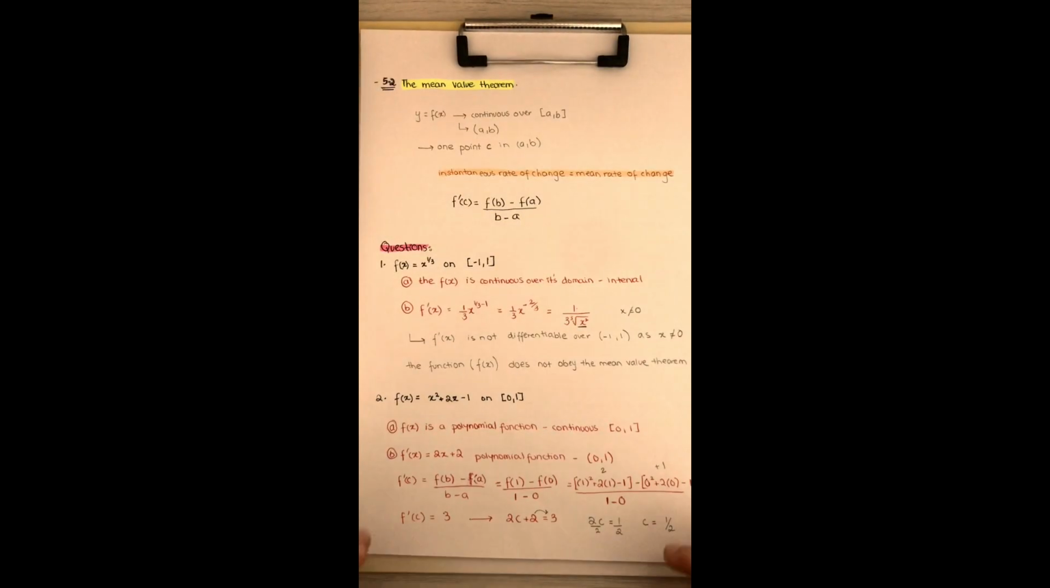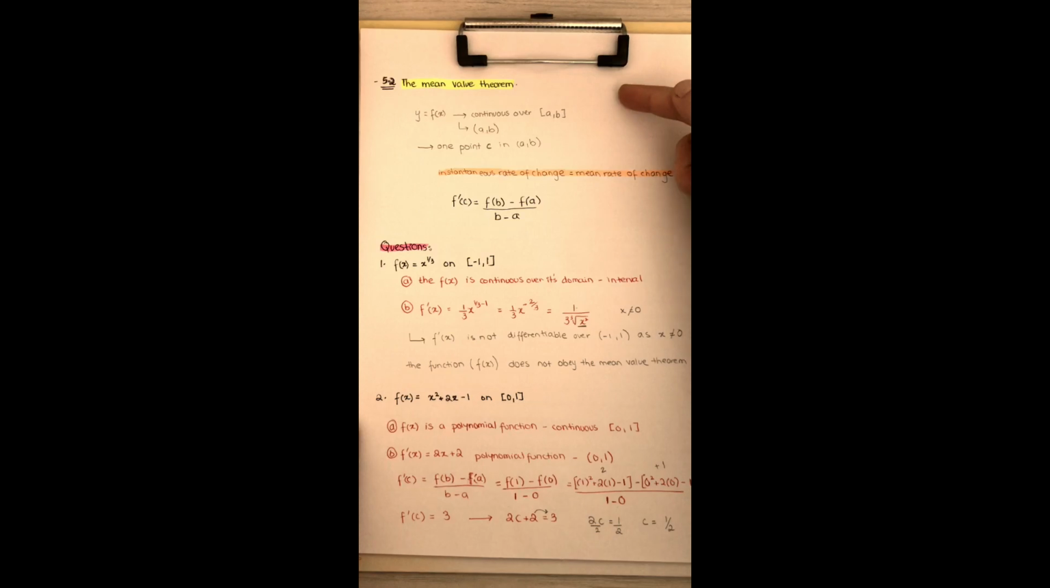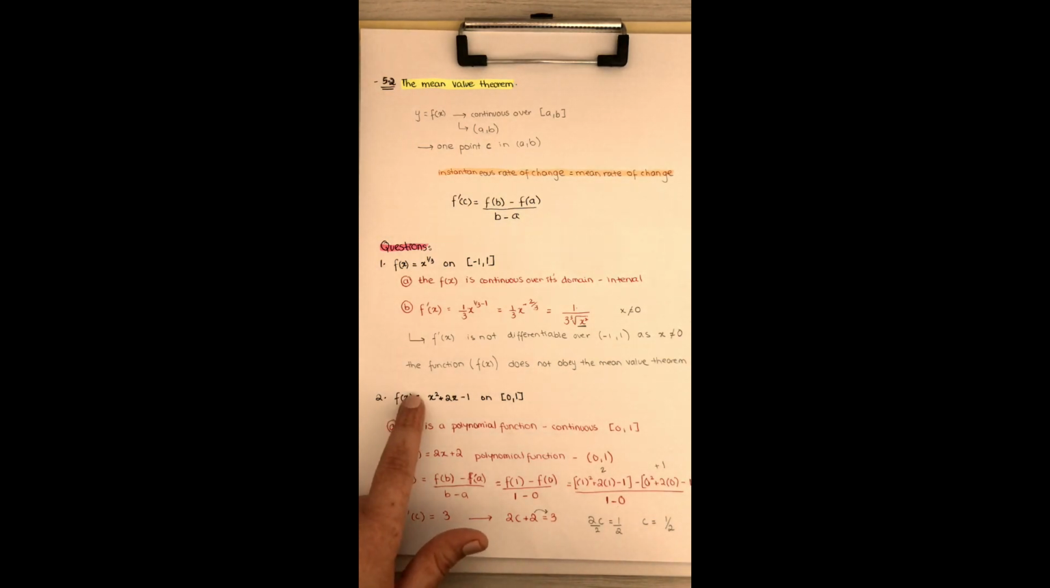In this video, we explained what the mean value theorem is and what the two conditions are that satisfy the mean value theorem. We solved two questions, one that does not obey the mean value theorem and one that obeys the mean value theorem. So here, the final statement will be that the function f of x obeyed the mean value theorem.